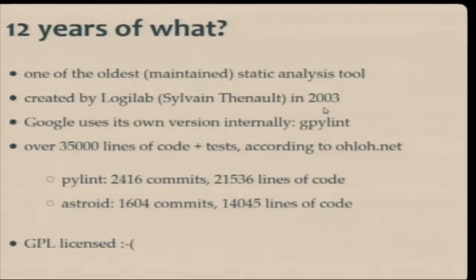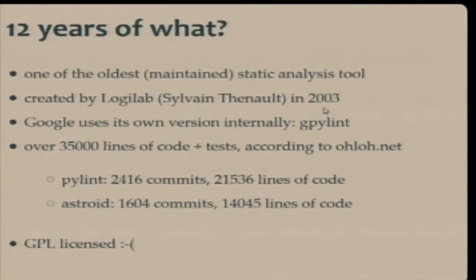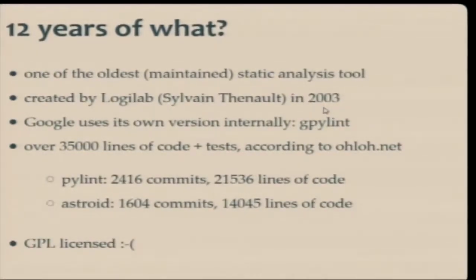And some statistics, according to ohloh.net, we have over 30,000 lines of code, which is pretty big, but not big enough because we can't detect all the problems in your code. And unfortunately, Pylint is GPL licensed because GPL was really cool back then in 2003. It still is?